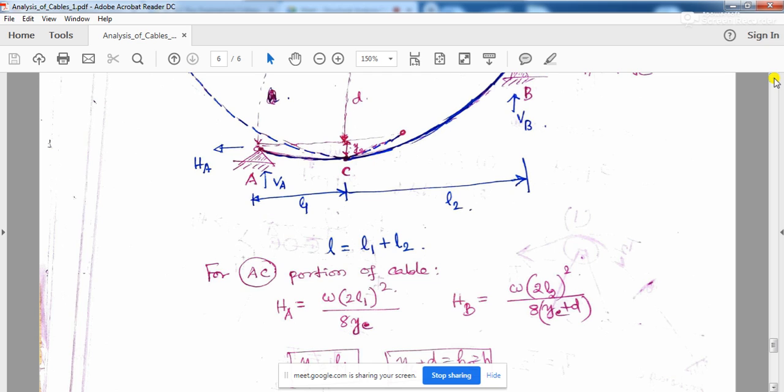So up to this, whatever we have discussed, that is analysis of three hinged arches, then cables, then portal frames. I hope you have understood it. Please go through the problems, please solve the problems, please do hands-on. Whatever problems I am sharing with you, please do hands-on, and if you have any doubt, please ask me in the next class. Okay, so I should stop here today.